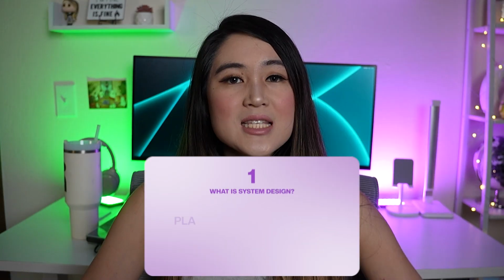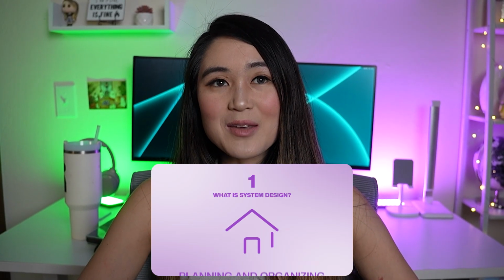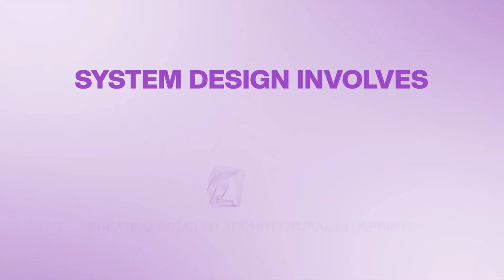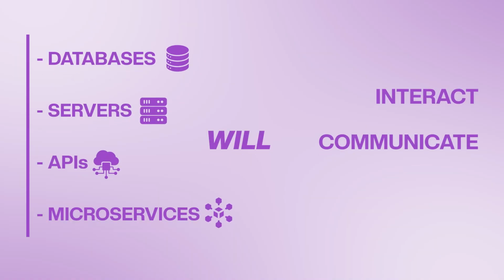Let's dive in. So first, what even is system design? System design is about planning and organizing the architecture of a software system. Think of it like building a house. System design involves creating detailed architectural blueprints. It's about meticulously planning how all of the different components of your software system, like your databases, servers, APIs, and microservices, will interact, communicate, and work together.